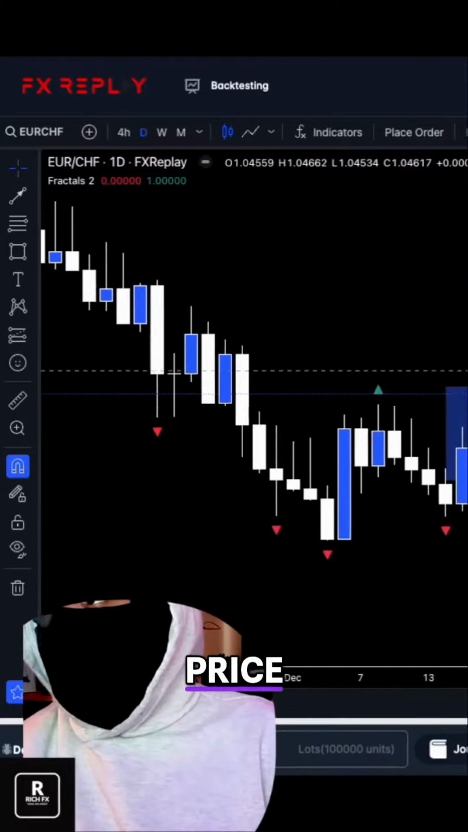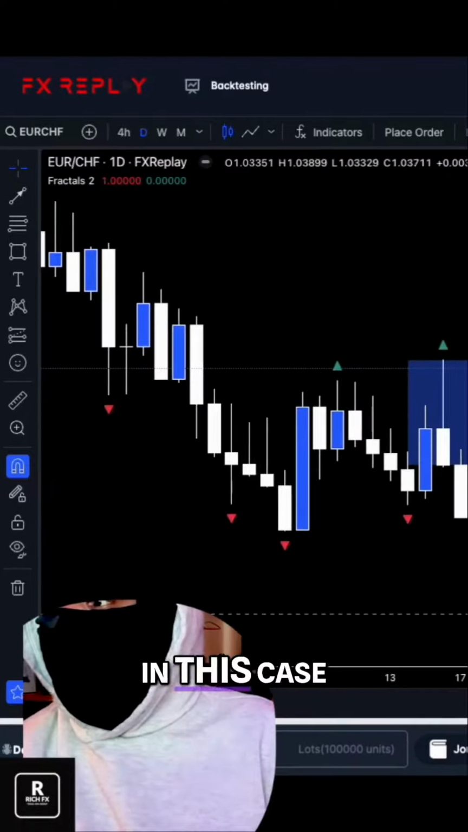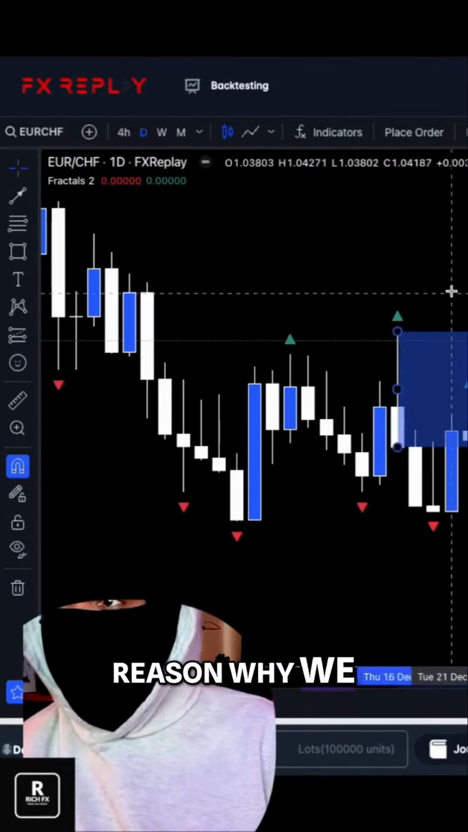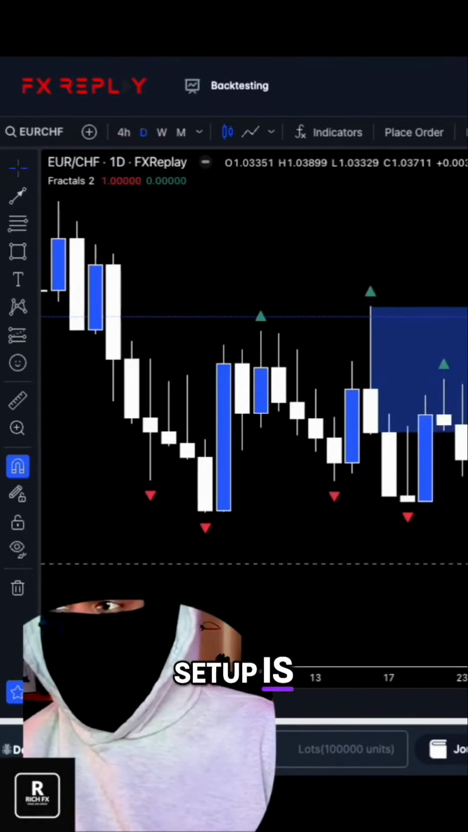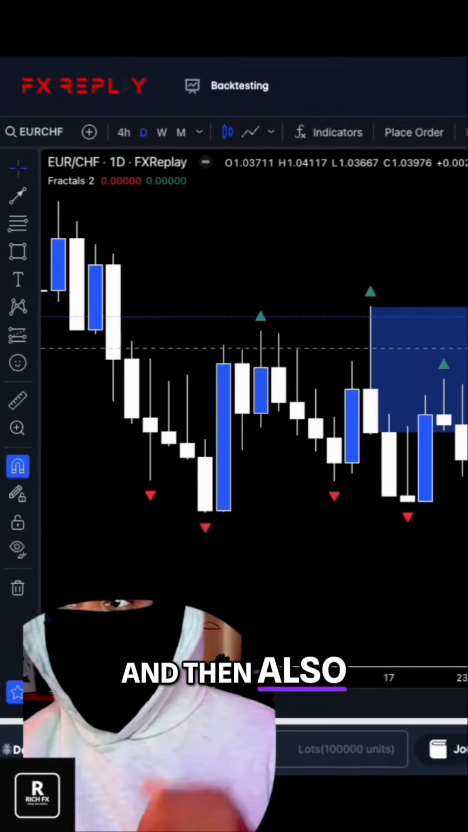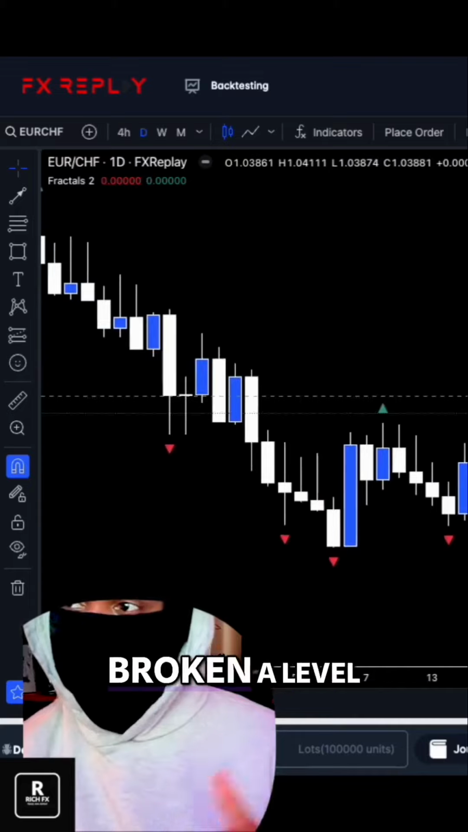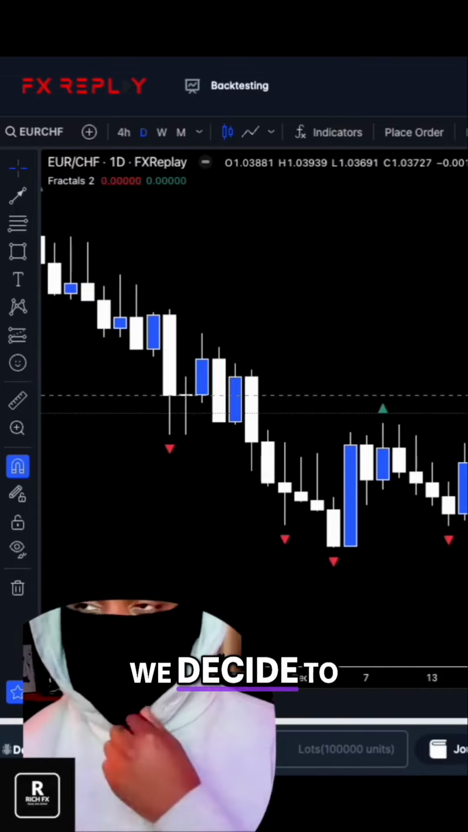And let's play price. Okay, so before we play price, now in this case, as you can see, we waited for that setup first, then we started marking our zones. Reason why we want to do that is because that's how the setup is. We want to wait for that setup and then also draw zones and confirm whether price has broken a level of structure before we decide to take it higher.